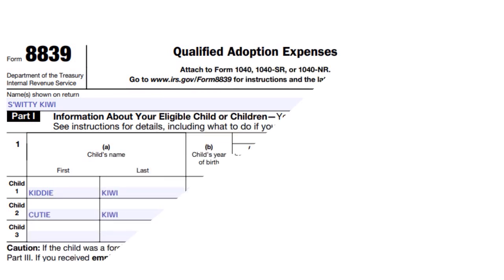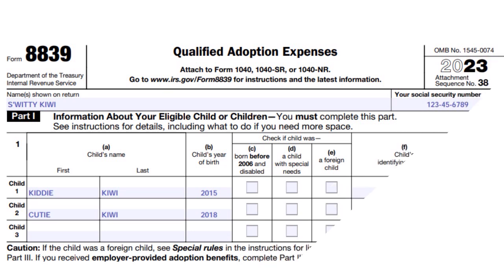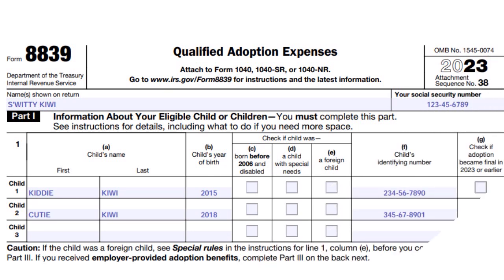So part one, you have to put child number one. You put the first name, last name, and the birth year of the first child, and the child social security number. And then child two, you put again the birth year here and the social security number. And if this is an adopted child, you have to check the appropriate box in column G, as you can see on the screen here.